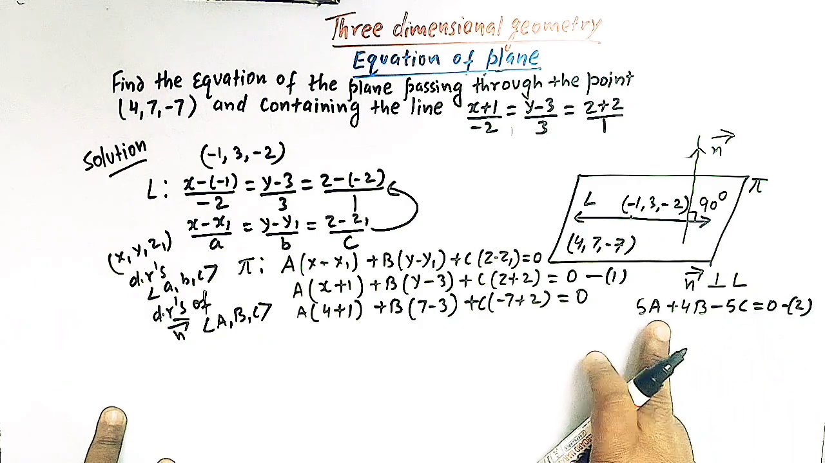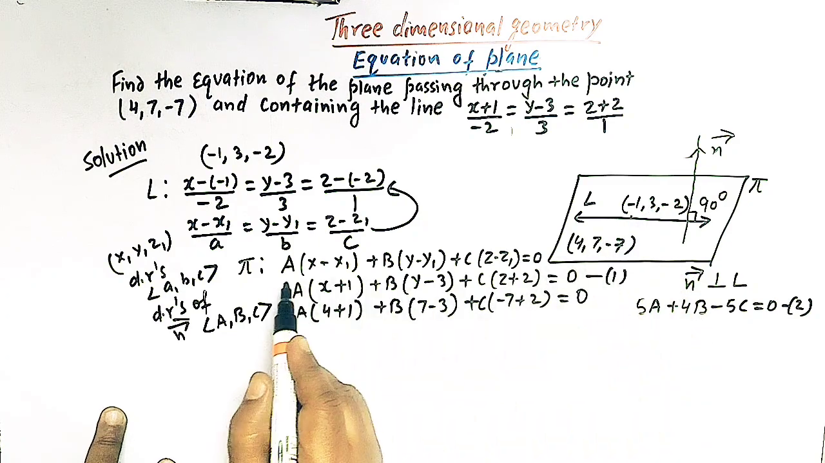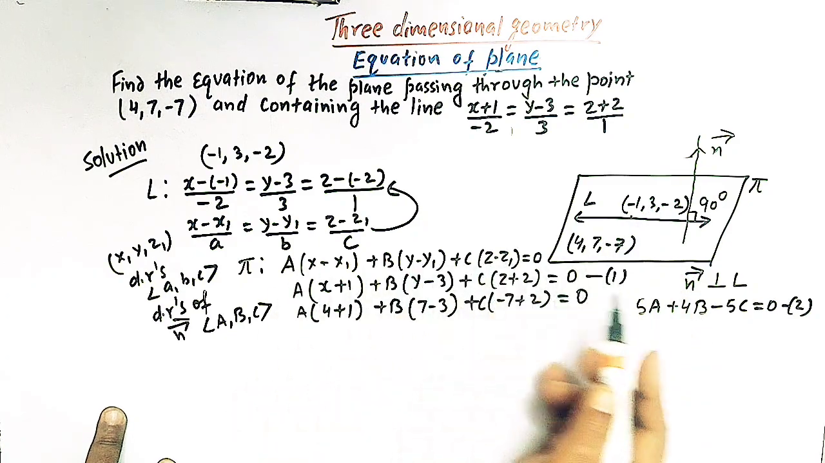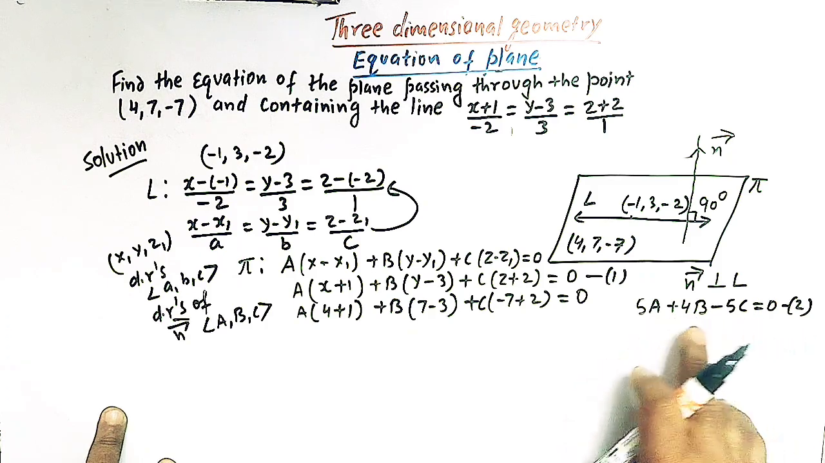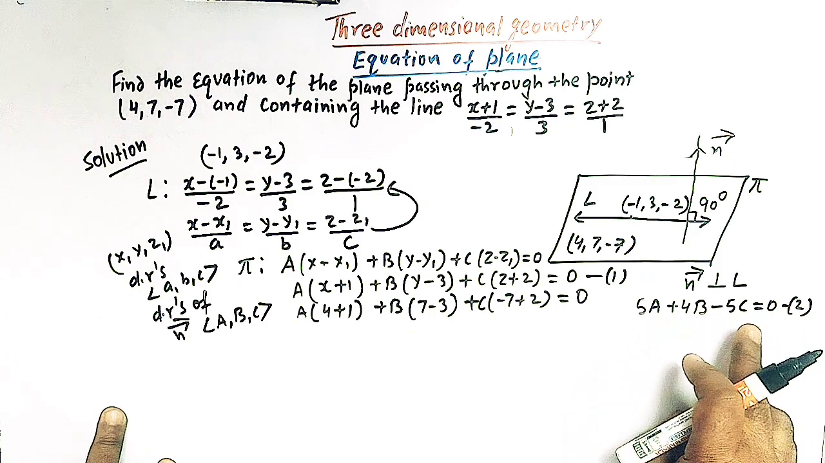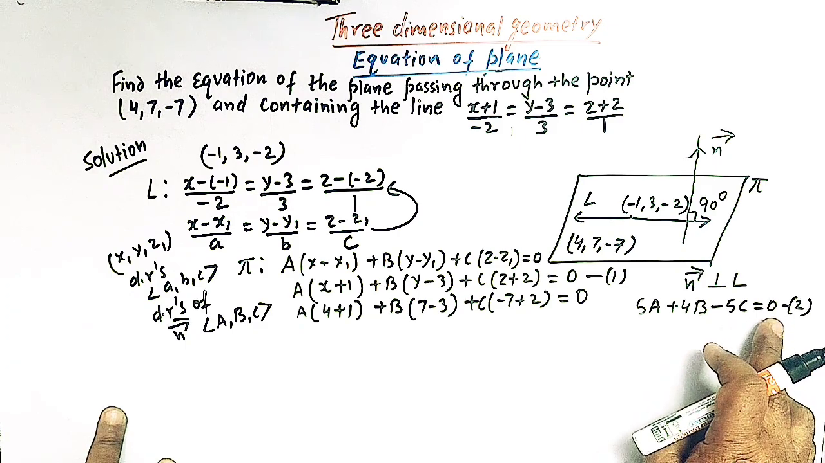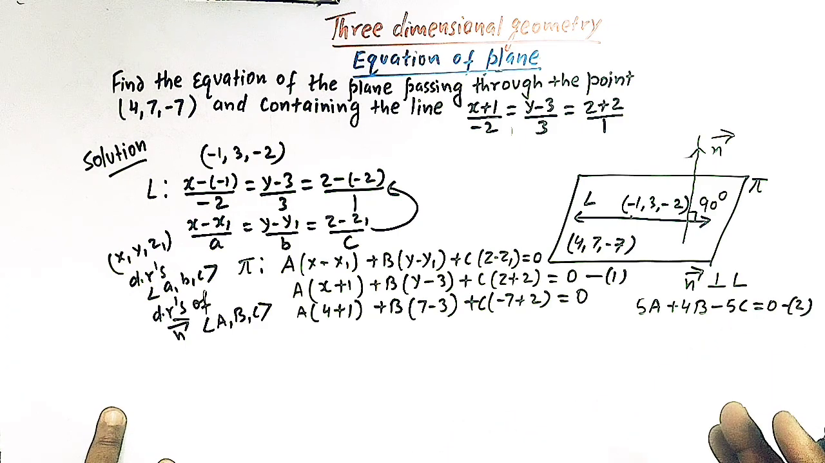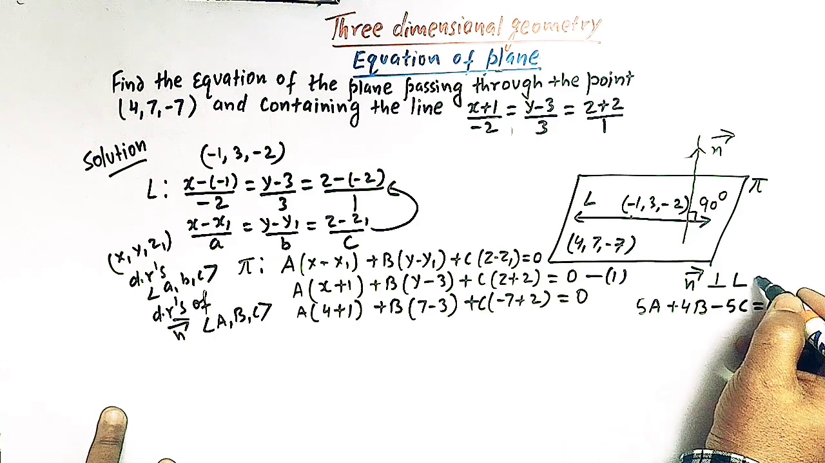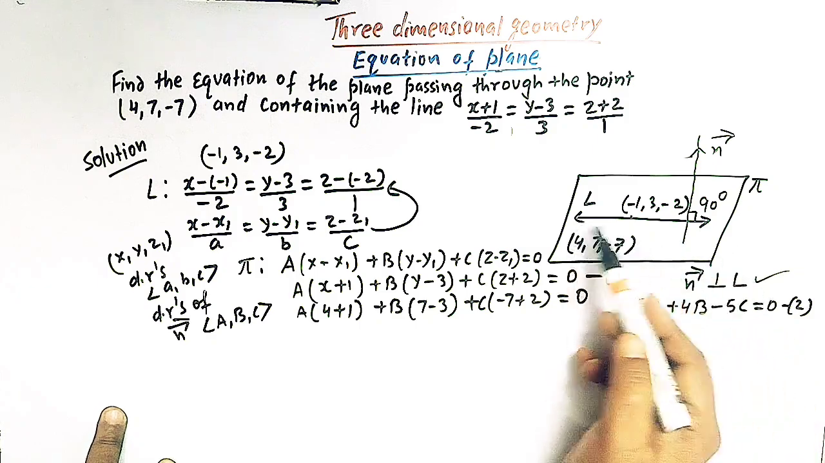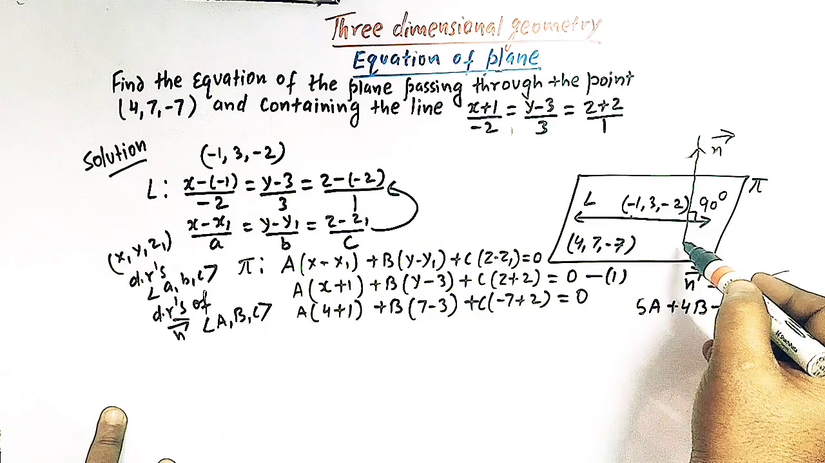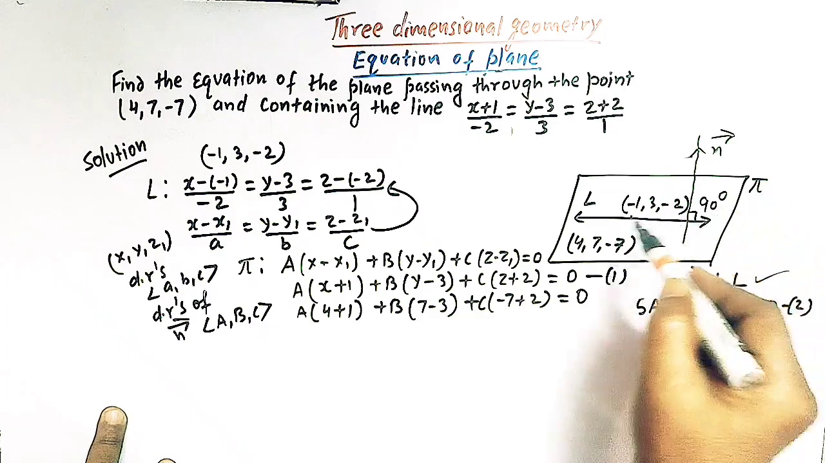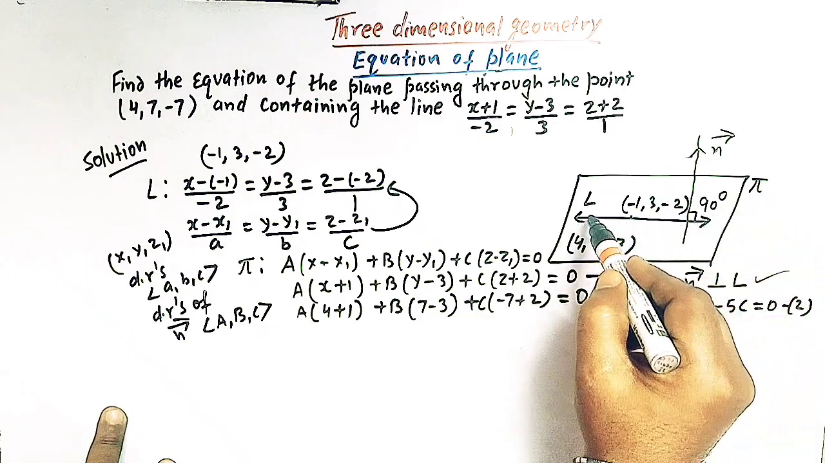Right? So now using these 2 points and utilizing this equation, we have obtained an equation in A, B, C: 5A plus 4B minus 5C is equal to 0. So now our aim is to get another equation in A, B and C using this condition, that is since this plane pi contains this line L, therefore the normal vector to this plane pi is also perpendicular to this line L.